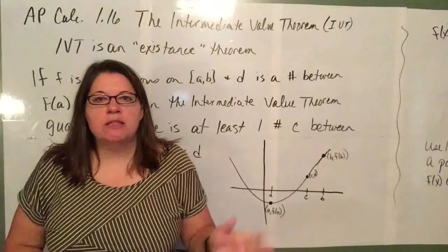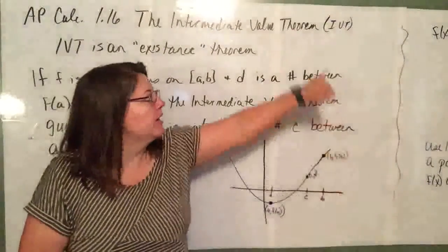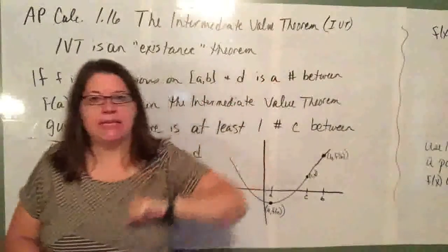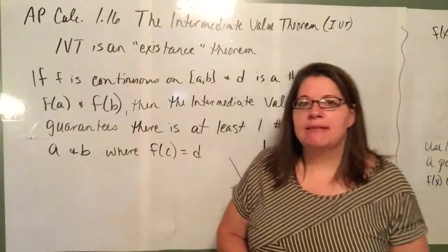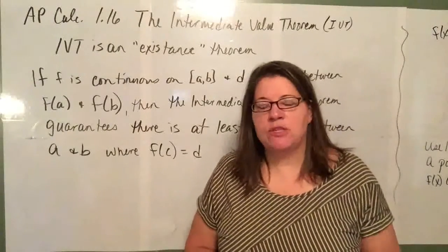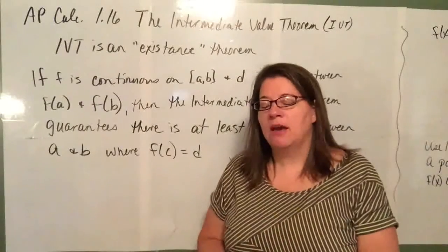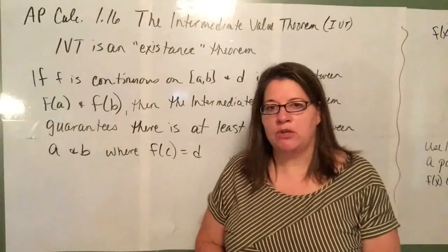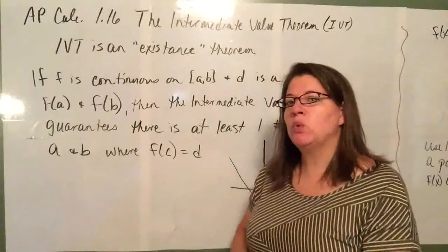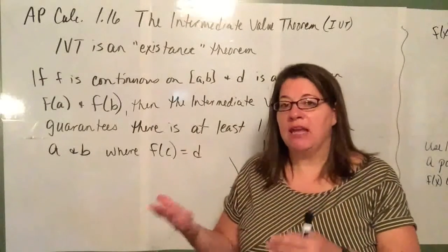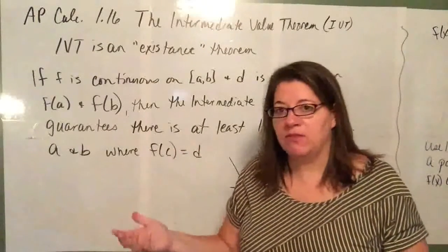This is AP Calculus 116, the Intermediate Value Theorem, or you might see it abbreviated IVT sometimes. The Intermediate Value Theorem is an existence theorem. It just tells you something exists because of the conditions of the equation and the interval that we're talking about. It doesn't tell you what the answer is. It just tells you that there has to be an answer there that fits the circumstance.